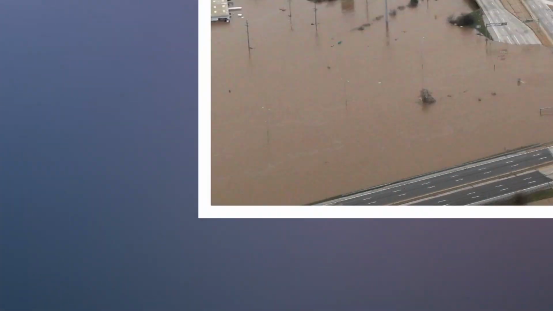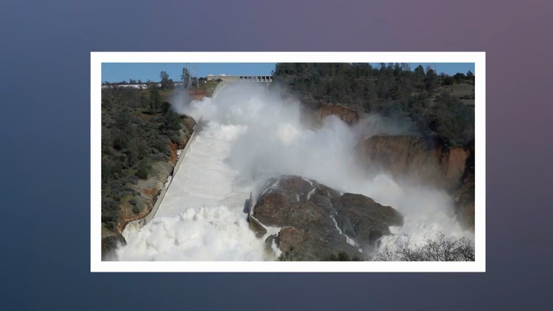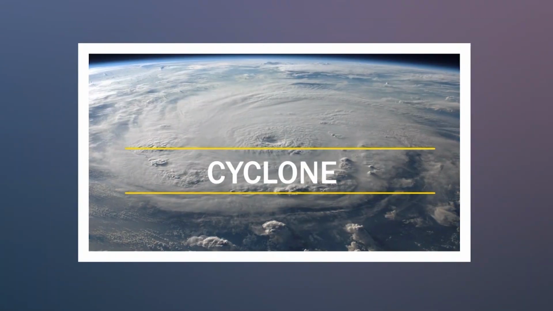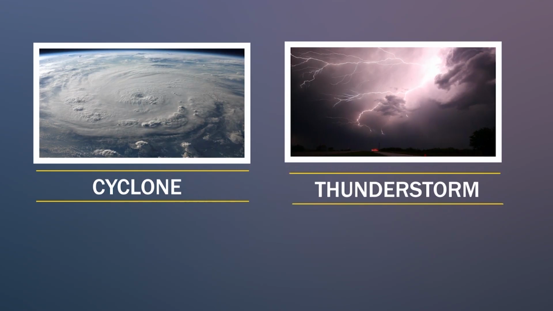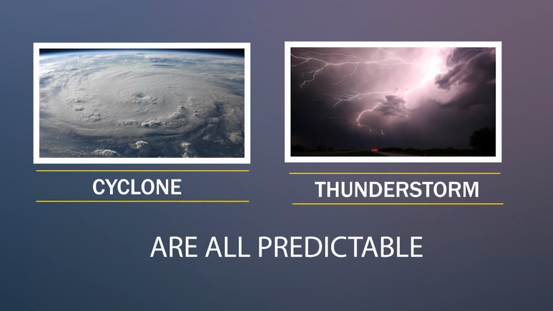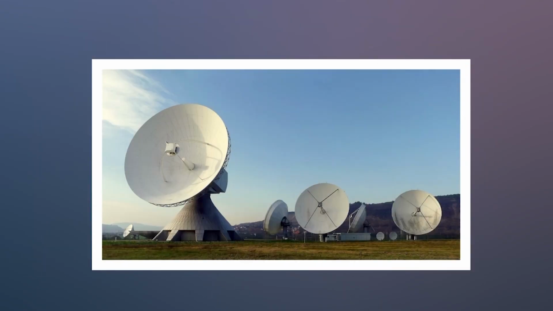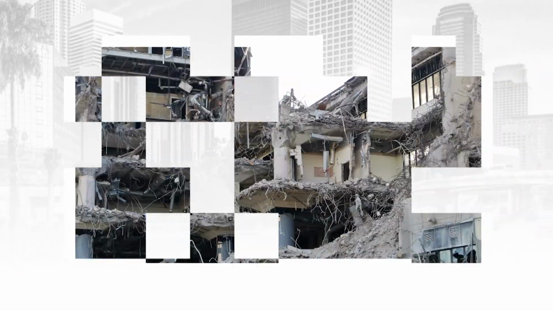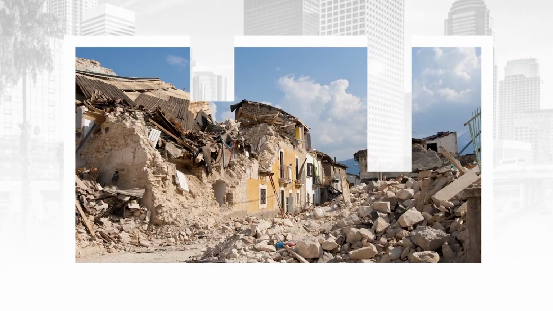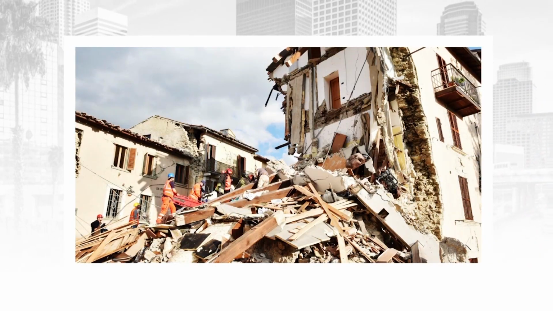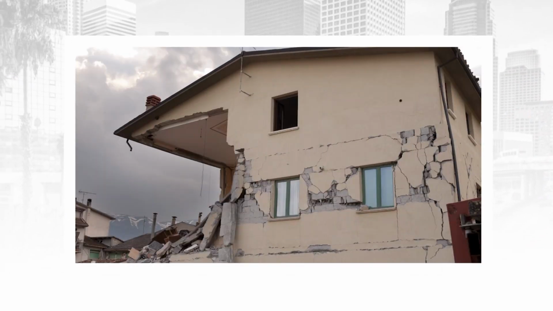Some natural phenomena are predictable, while some others are not. Cyclones, thunderstorms are all predictable, so we can take safety measures in advance. Earthquake is an unpredictable natural phenomenon. There is no early warning for this natural disaster, so people do not have time to take precautions.